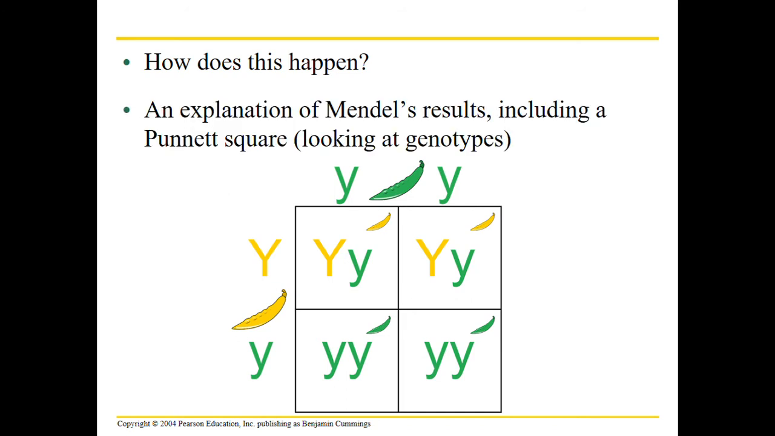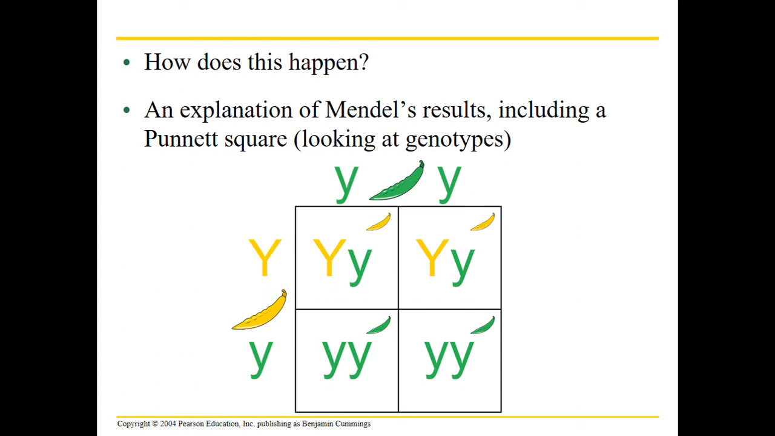So how does this happen? Mendel made a Punnett square to predict offspring. This little square right here is called a Punnett square. On the top, you have one parent's genetics, and on the side, you have the other parent's. Each of these Y's is an allele, a version of a gene.